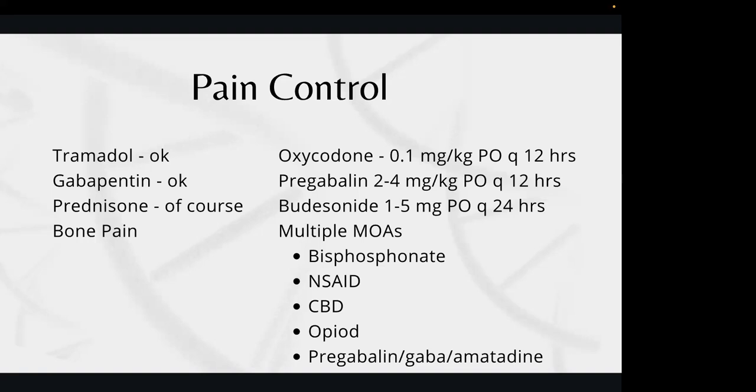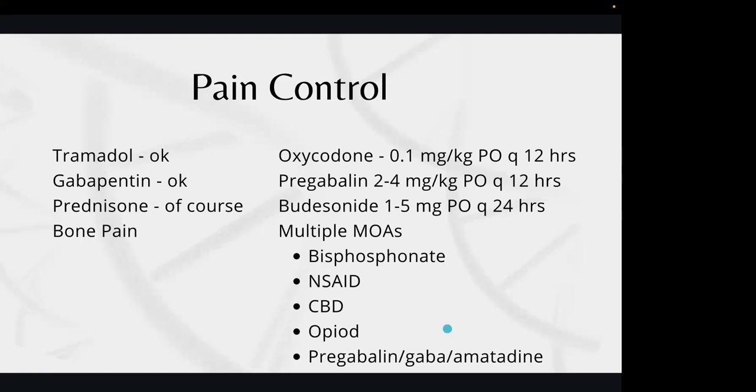I'm like, look, I'm not just trying to throw a bunch of drugs for the sake of it, but when it comes to bone pain, we're looking at multiple mechanisms of action causing that pain. So we need to fight it with different modalities. And if families let me, I treat with a bisphosphonate, an anti-inflammatory, CBD if the dog will take it, sometimes an opioid, and definitely pregabalin.